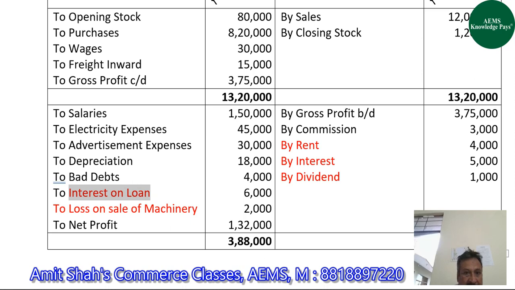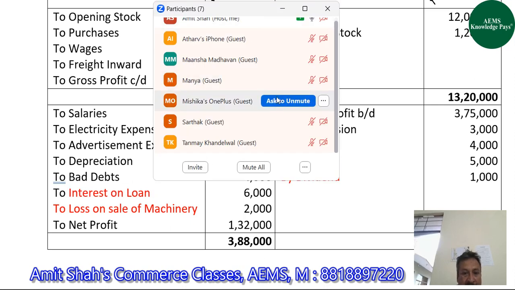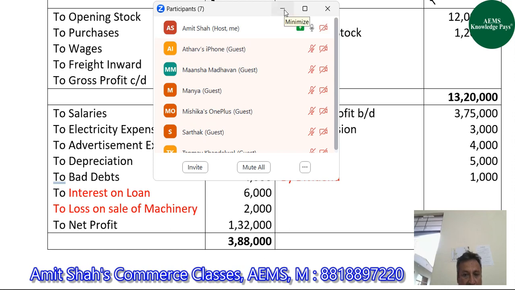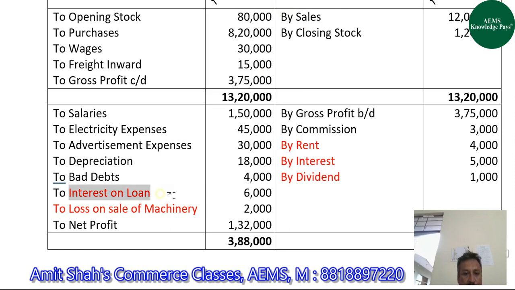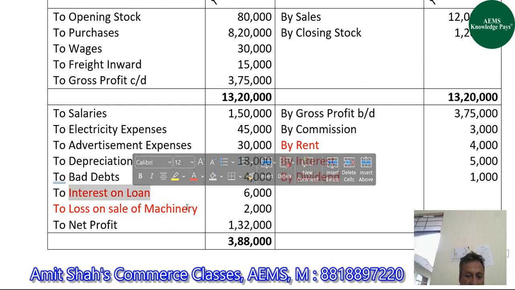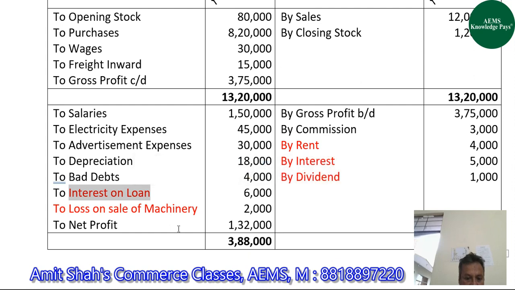Are you understanding this, Mishika, Manya, Mansha, Athav, Tanmay, Sarthak? Yes, sir. So interest on loan does not help us in sales, in production, in administration, in distribution. Nowhere does it help us, and that is why it is not an operating item. It is a non-operating item. Am I clear? Have you understood what I said, guys?